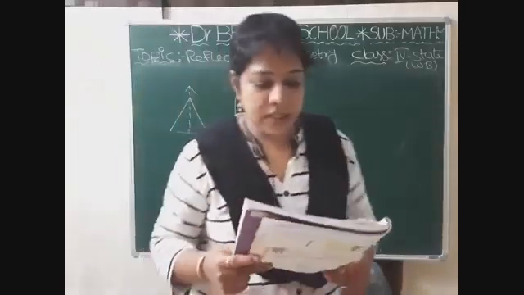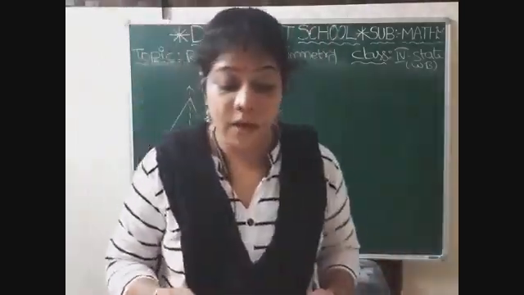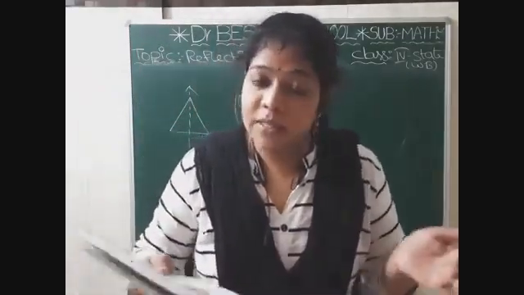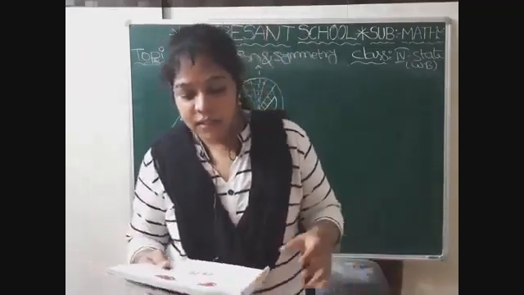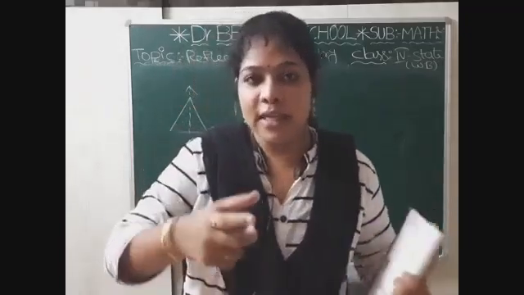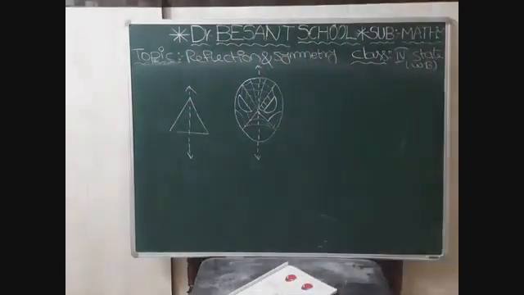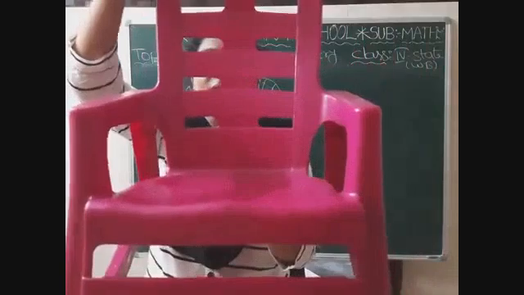Now what is the next one? See children, many times symmetry is present in an animal or an object to help it balance. What is the purpose of symmetry? It is for balancing animals and objects. For example, take the chair. Observe this chair. Is this a symmetrical object or not? This is a symmetrical object.